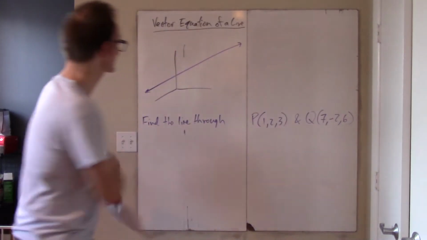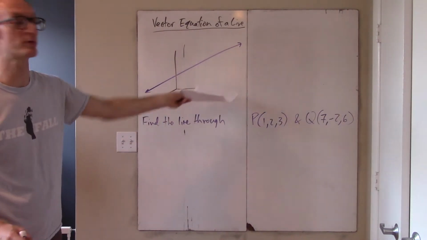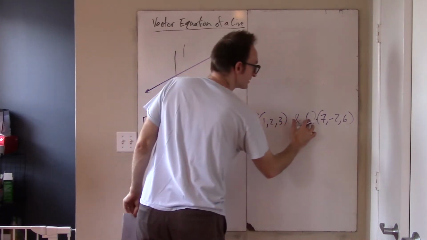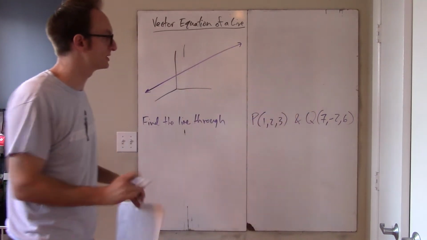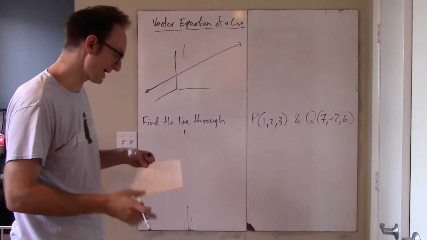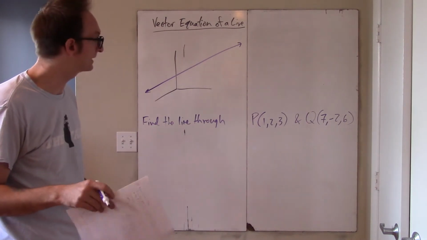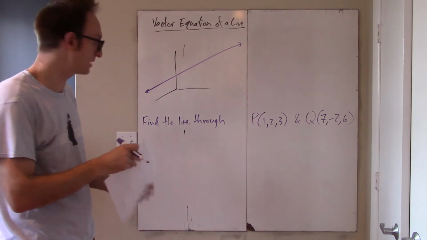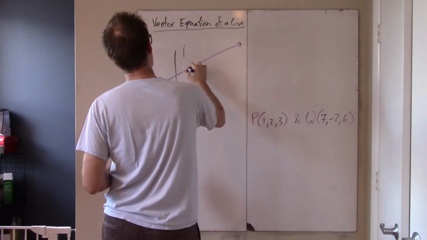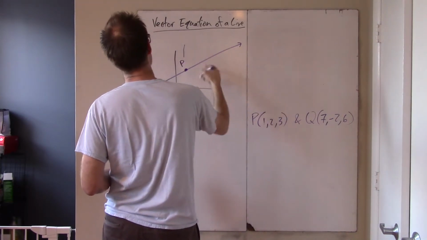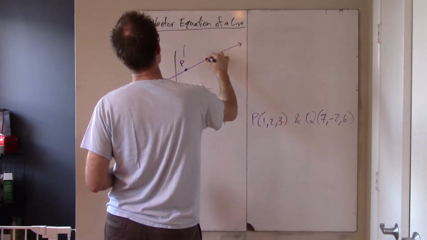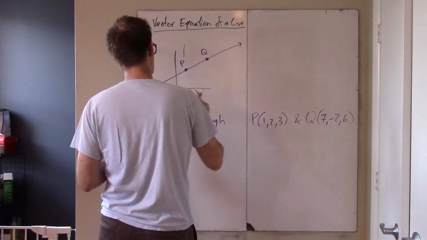Okay, so this seems like something we should be able to do. If you give me 2 points in 3D, then there's only one line that connects those 2 points. So what is the equation of that line? All right, well, let me draw those points here. So let this be point P, and let this be point Q.